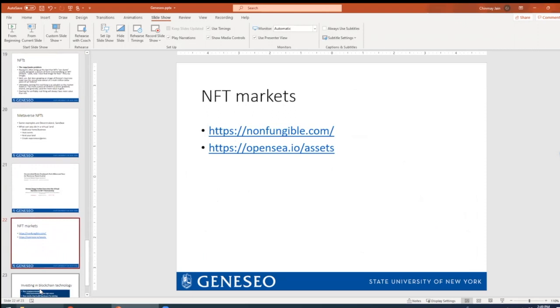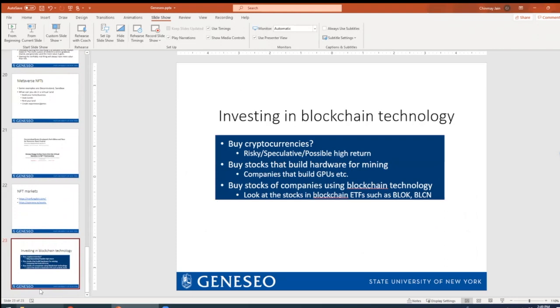And there are a lot of ways to invest in blockchain technology. You can buy cryptocurrencies, but you can also buy stocks of companies that make these graphic processor units, or you can buy stocks of companies that invest in blockchain technology. So I think I'll stop there. It's about 15 minutes or so. I'll let Karleen and Andrew present their part.